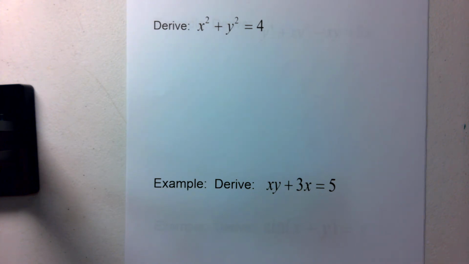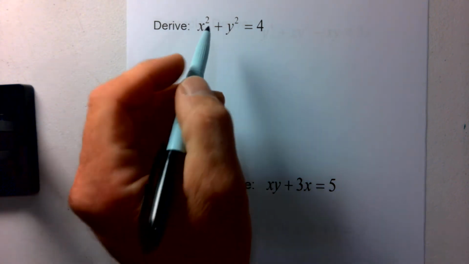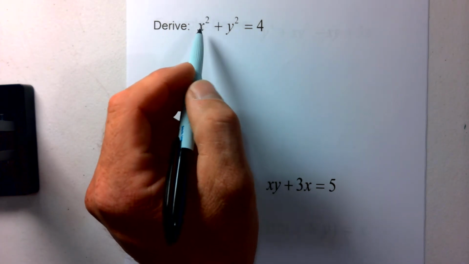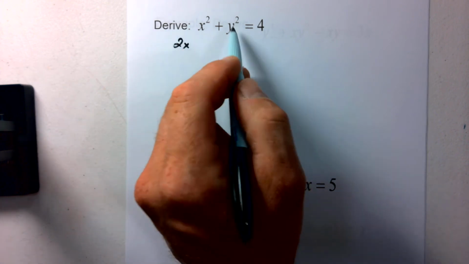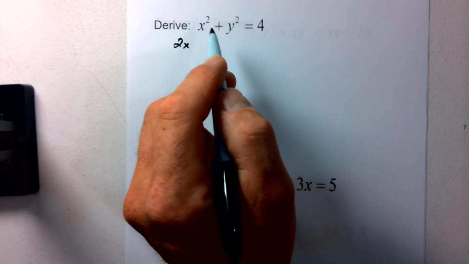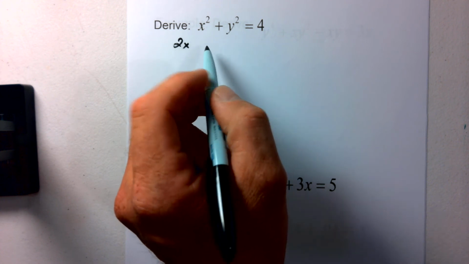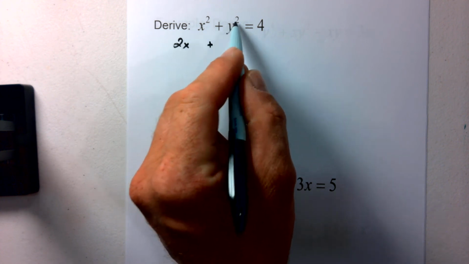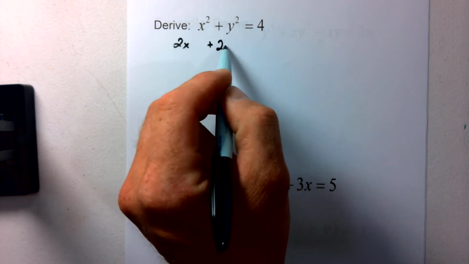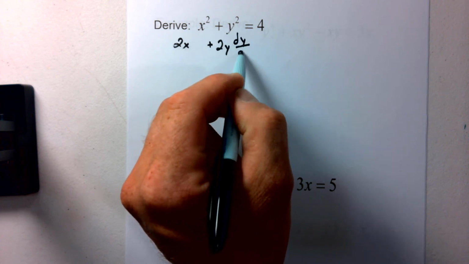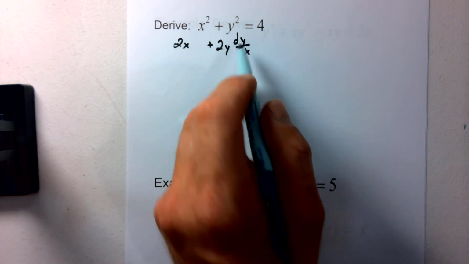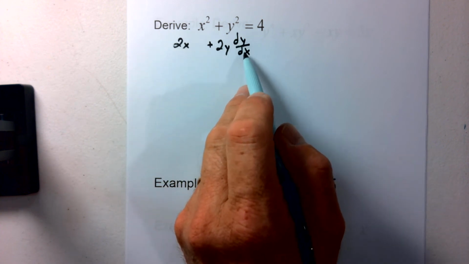So x squared plus y squared equals 4. To find the derivative, we're going to take the derivative just like we normally would. Derivative of x squared is 2x. Derivative of y squared: remember, we're taking the derivative with respect to x, so the derivative of y squared is 2y. Whenever we take the derivative of y, we're going to put dy dx with it. That means we took the derivative of y with respect to x.